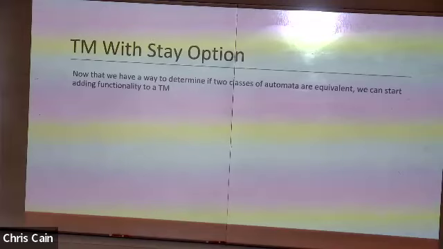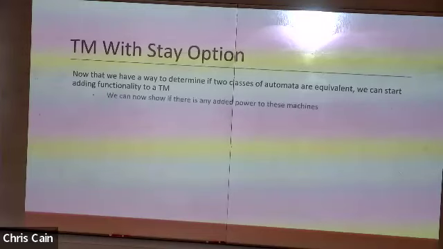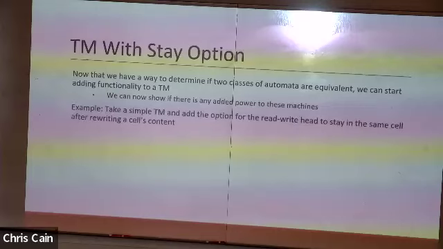So now we have some theoretical way to determine if two classes of automata are equivalent. As we're able to do this now, we can start saying, what do we want to be able to add to a Turing machine? What would make our lives easier? We can then go look at if this thing that makes our life easier actually changes the class of automata that this Turing machine is. Here's an example. Take everything that we know about a Turing machine, and instead of only moving left or right, we include a stay option that says rather than moving the read-write head, the read-write head can just stay where it is. Is this class of Turing machine equivalent to the simple Turing machine?